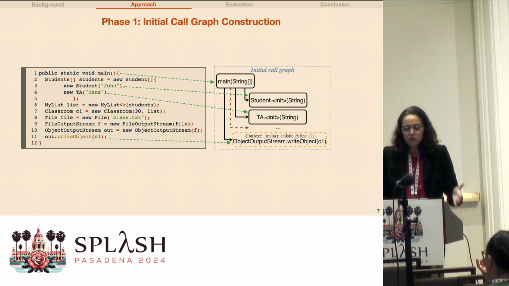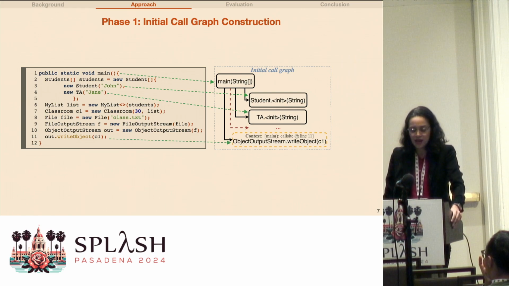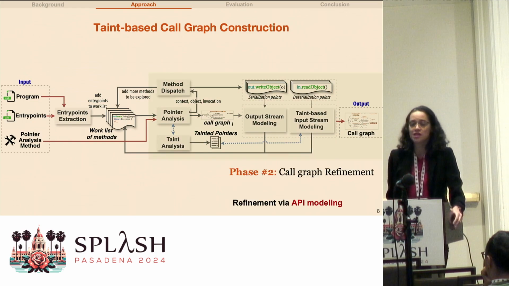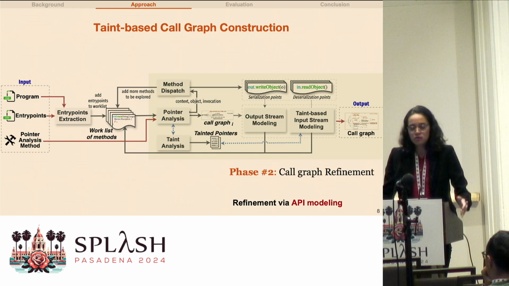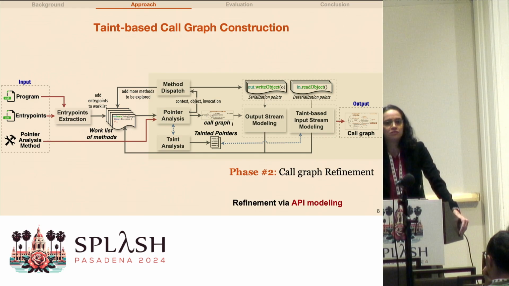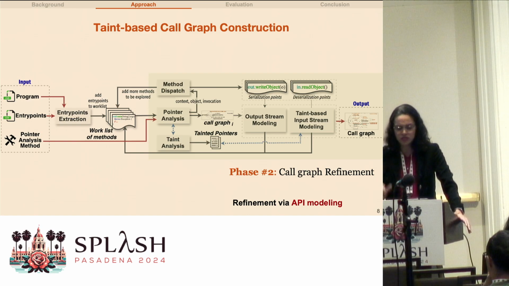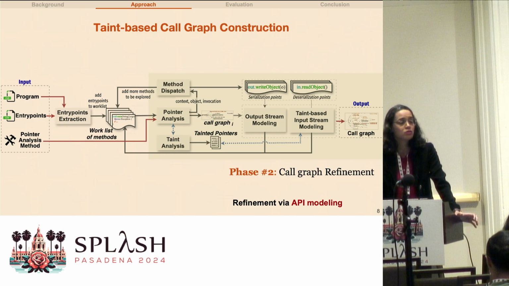So now, let's go ahead and refine these methods. That's exactly the purpose of our second phase. We get this initial call graph, and we start expanding it. So how do we do this refinement? The refinement happens through something called API modeling, where we try to model the behavior of the serialization API.